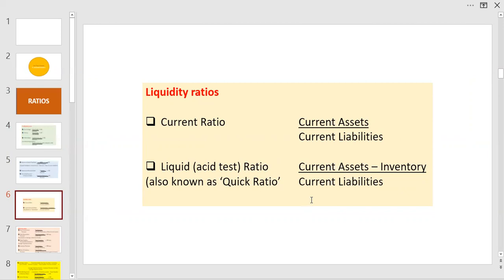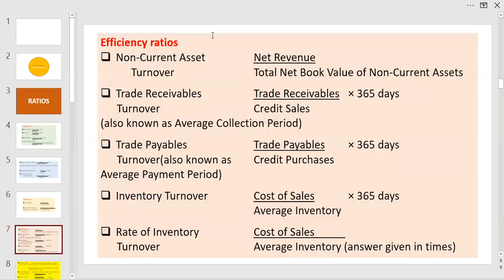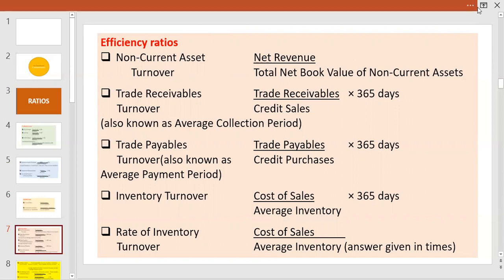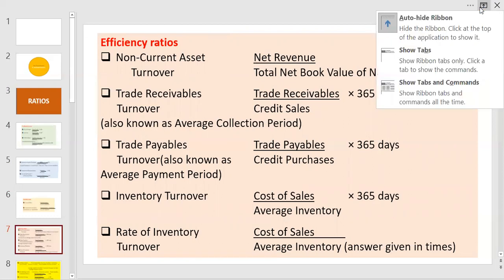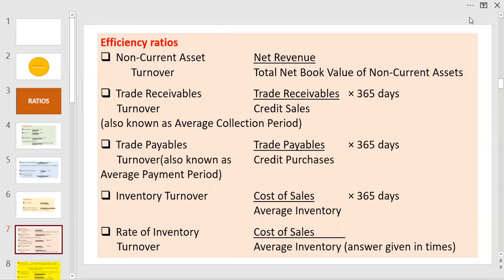Next is efficiency ratio. Non-current assets to turnover, that is net revenue divided by net book value of the non-current assets. Here the students should understand every time the non-current assets are mentioned, you are just talking about the average. Similarly for trade receivable, trade payable or inventory, it is the average which is always meant.